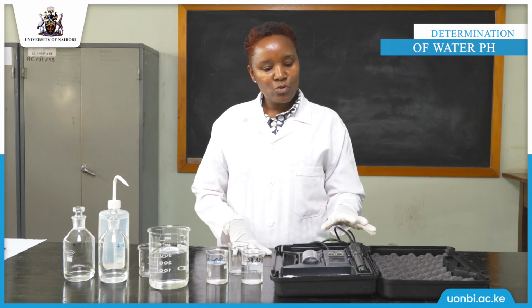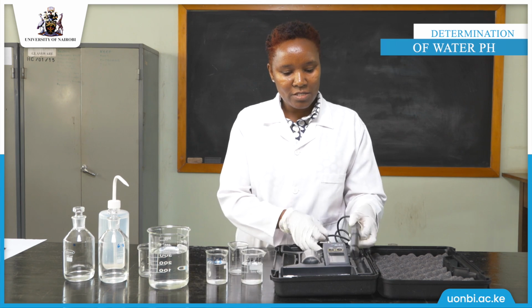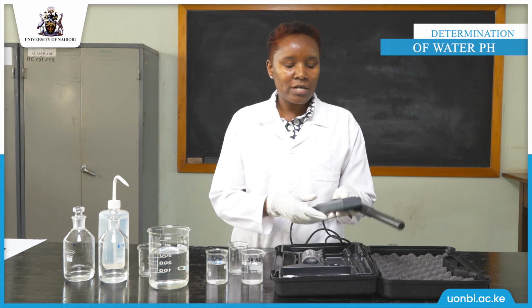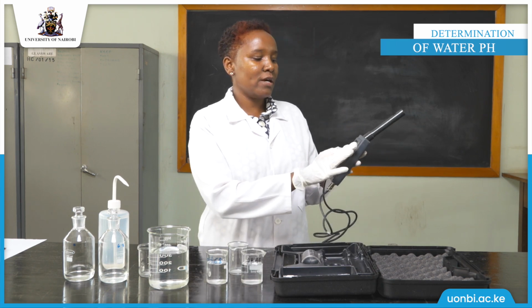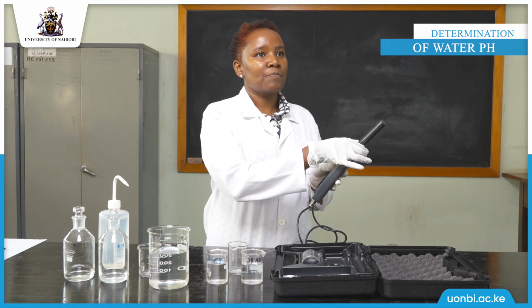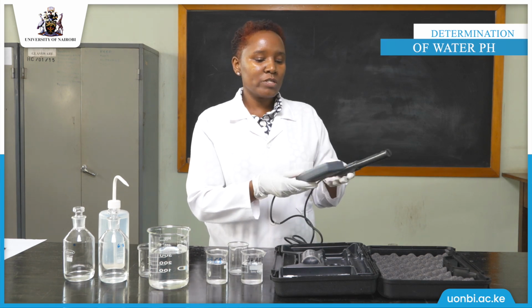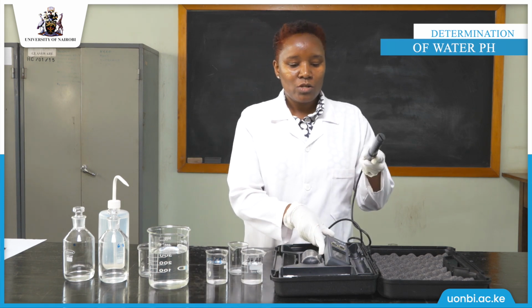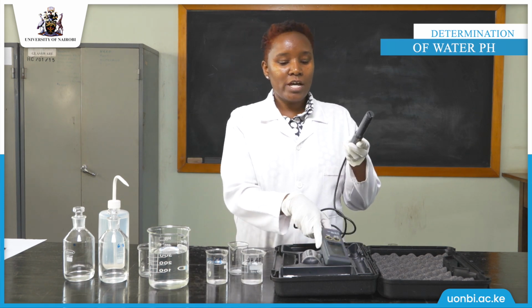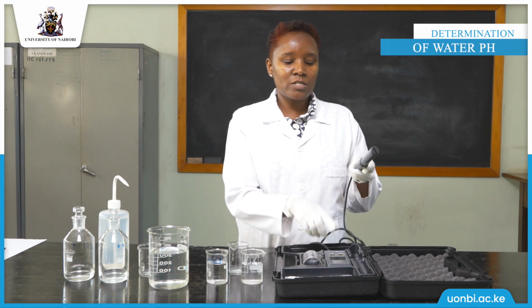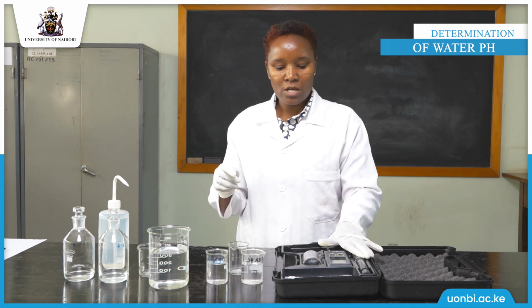So we are going to use a pH meter. This is the pH meter. It has a readout meter over here, and this is the electrode. The electrode should always be immersed in water, whether it is being used or not. By water, it means deionized water, water that is free from any ions.